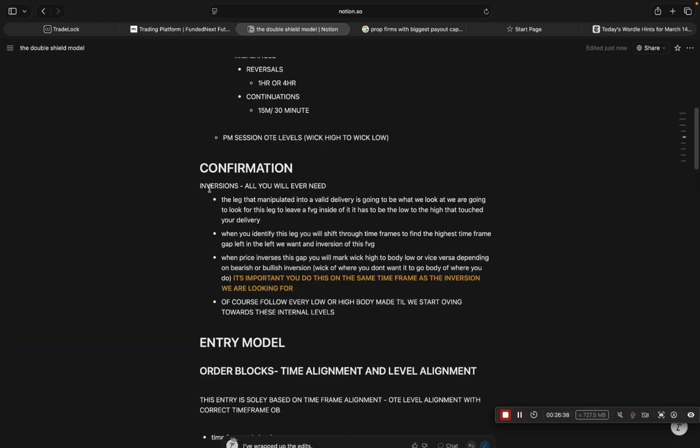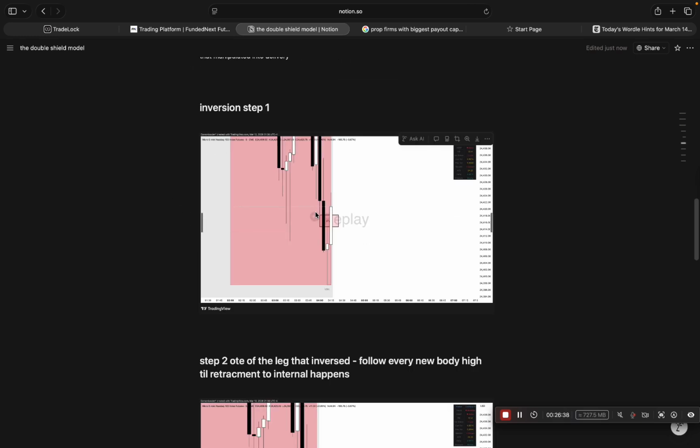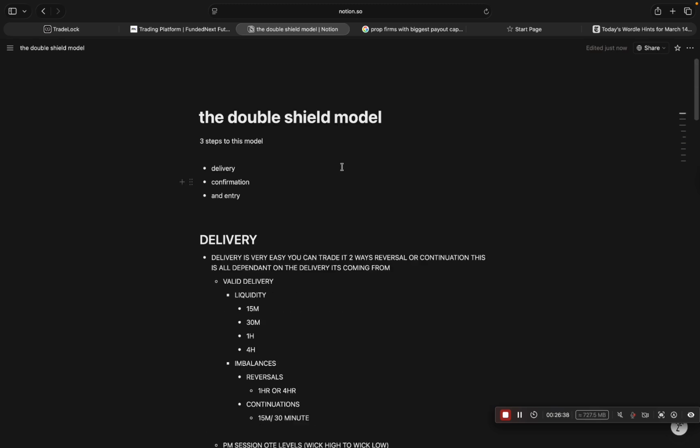But anyways, so step one, right? Step one of the model is we're going to be searching for an inversion of the highest time frame of a manipulation. Okay. We have valid delivery, so we know where it should be manipulating into. These are ideas for you. And once we get a valid delivery coming from that and the highest time frame inversion of the manipulation, which I'll get into later, that's when we get confirmation on the lower time frame that we're going to continue a higher time frame trend. Okay.